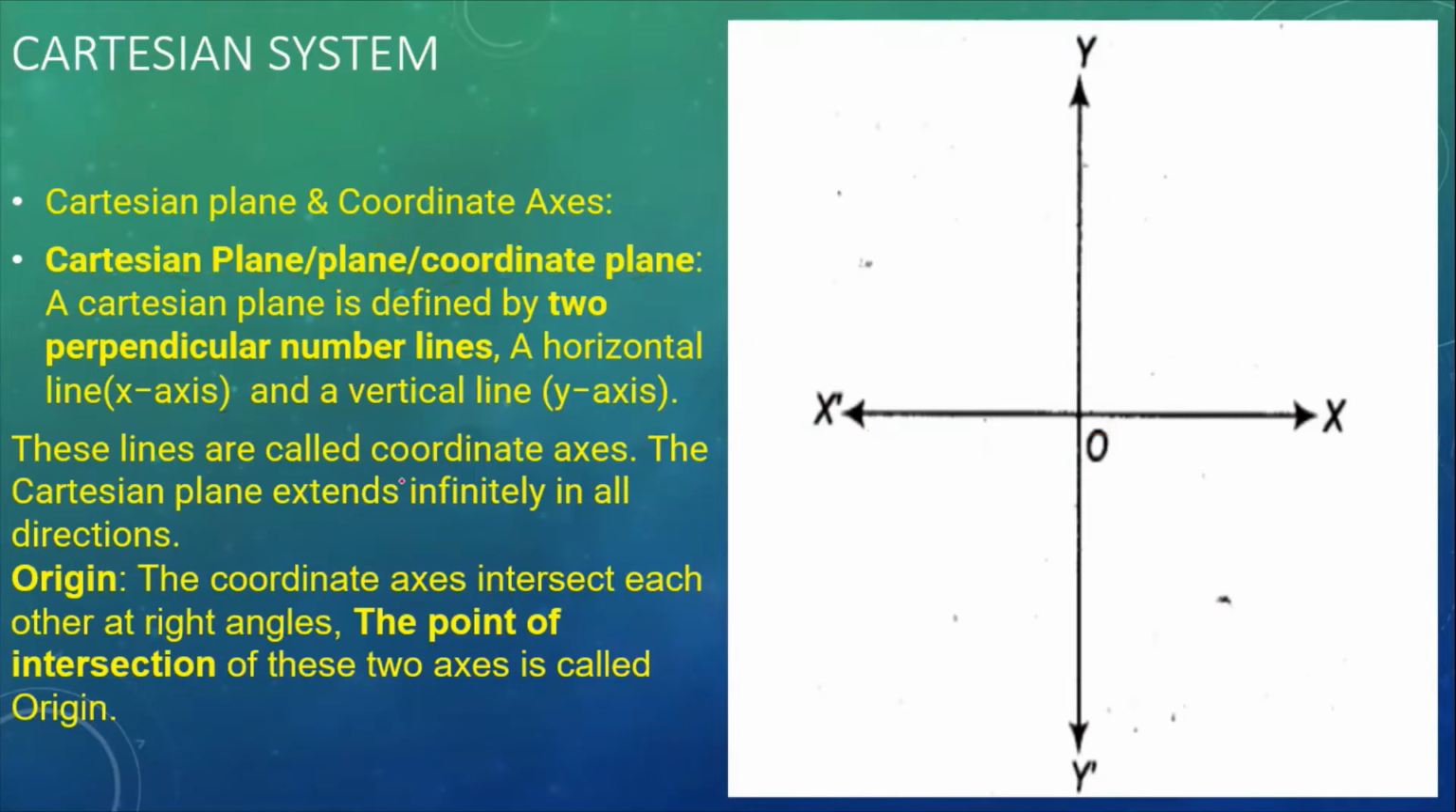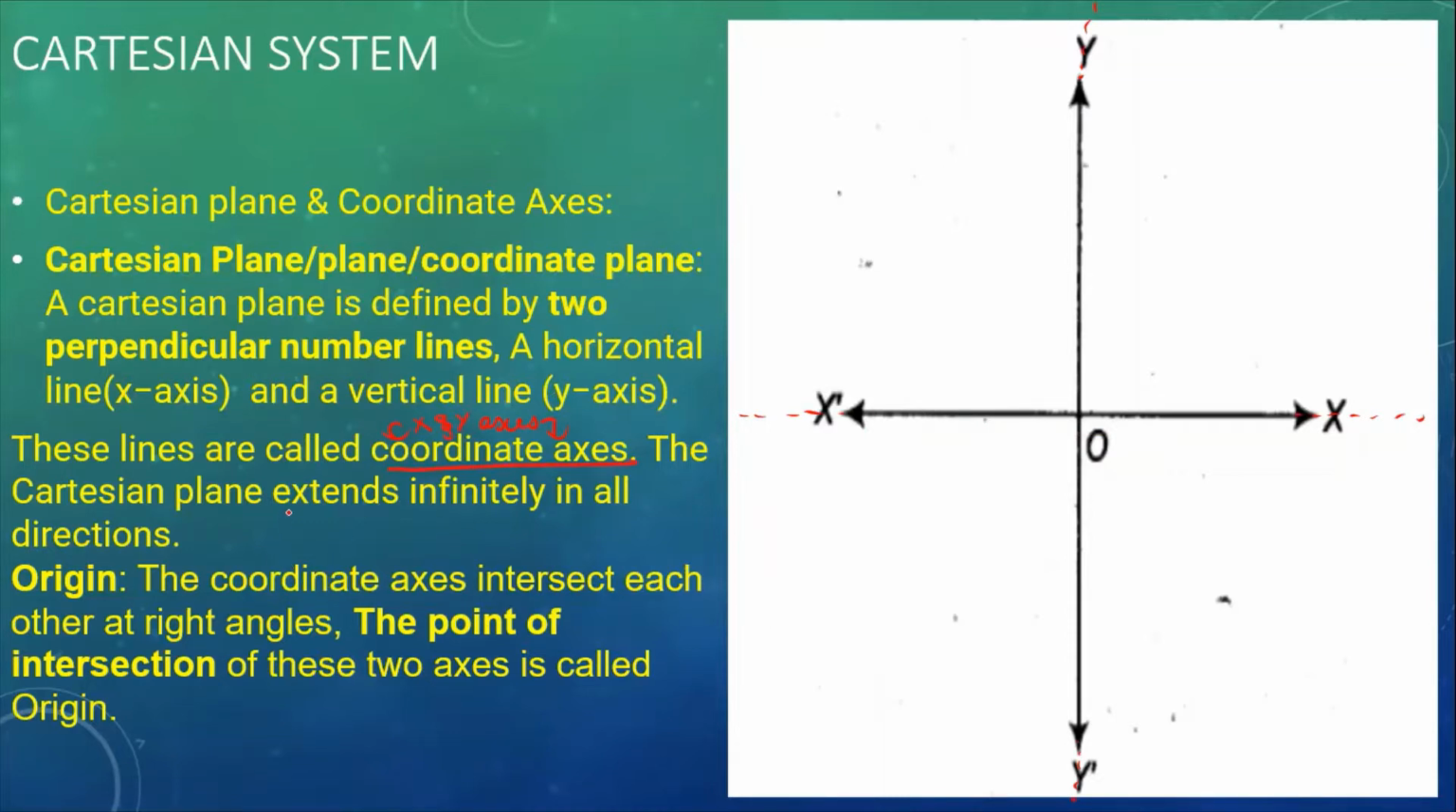These lines are called coordinate axes. So that means this x-axis and y-axis are called coordinate axes. The x and y axes are also called coordinate axes, and this Cartesian plane extends infinitely in all directions. What does that mean? Meaning from the right hand side it extends endlessly in this direction, from the left hand side in this direction, from the bottom in this direction, and from above in this direction. So it just keeps extending. Now I hope we understood what a Cartesian plane is. The simple thing is that it is the x and y axes.